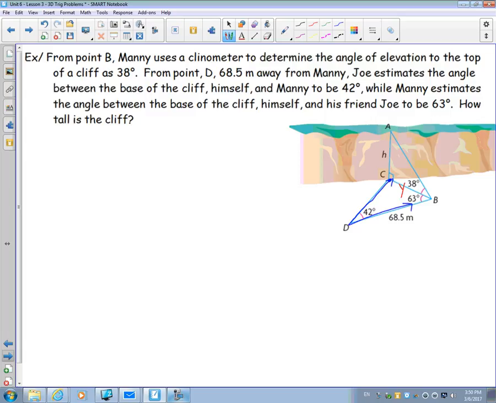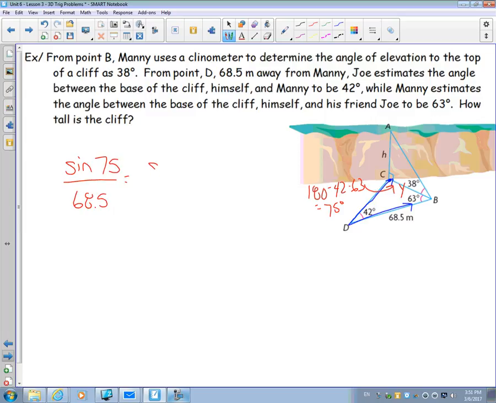So if I want to find side Y, I know it matches up with the angle of 42. That hints to me I want to use either the sine law or the cosine law. I can find the third angle of my triangle, the angle right here, by taking 180, subtracting 42 and 63, that's 105, leaving us 75 degrees. Well, 75 is across from 68.5. That's a sine law question.